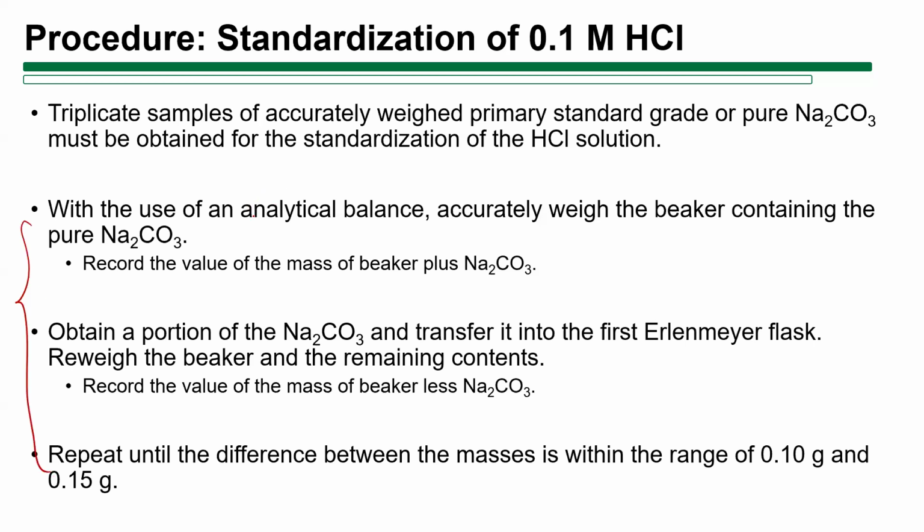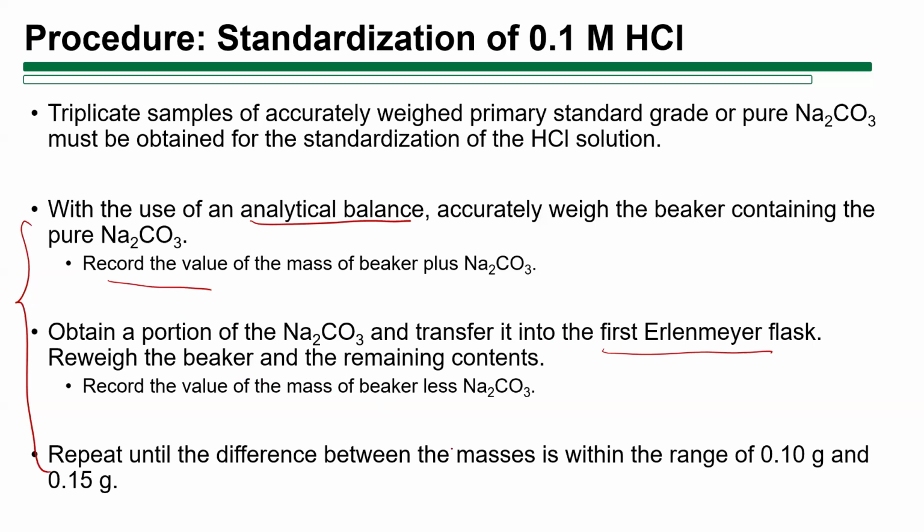You use an analytical balance, you accurately weigh the beaker containing the pure sodium carbonate. So here we are basically describing weighing by difference. Okay, you first weigh the beaker containing the pure sodium carbonate, you record the value. Then you transfer some amount to your first clean Erlenmeyer flask. And then you weigh again the beaker and its remaining contents.